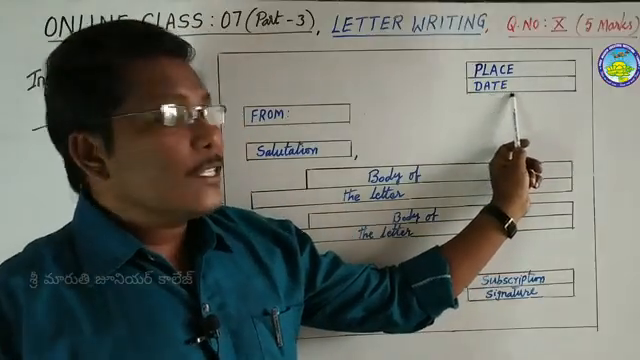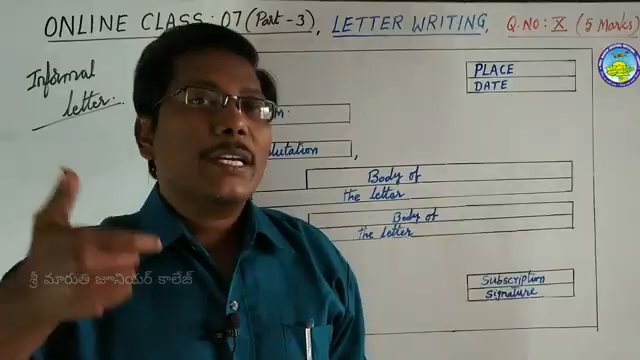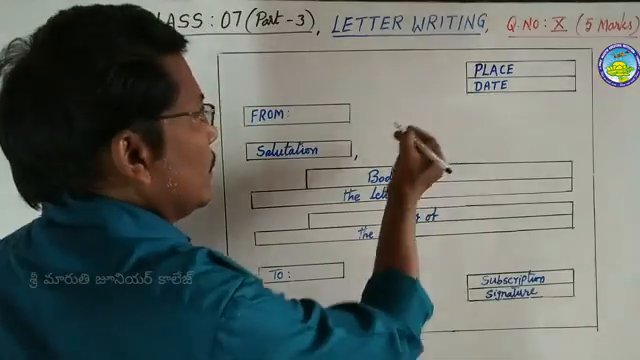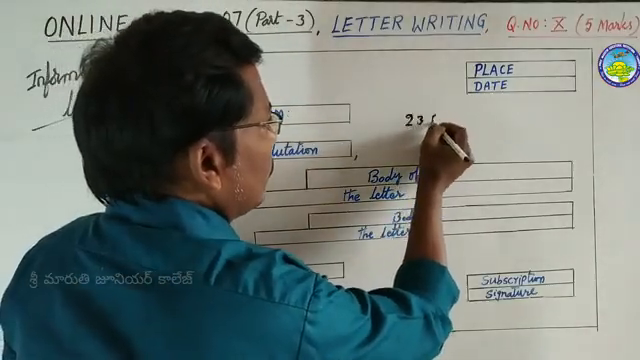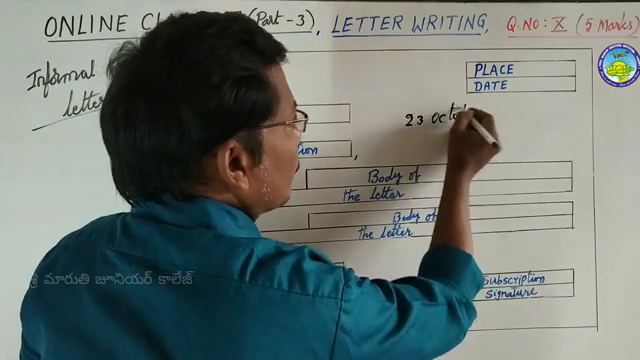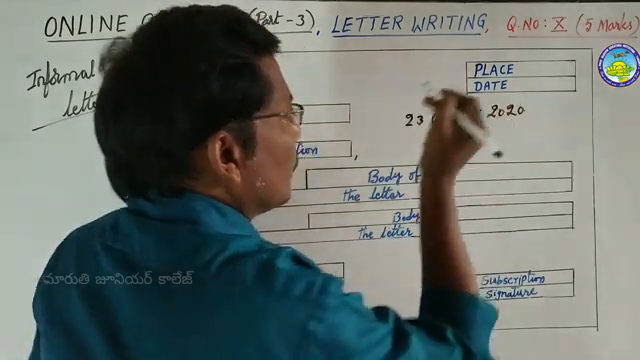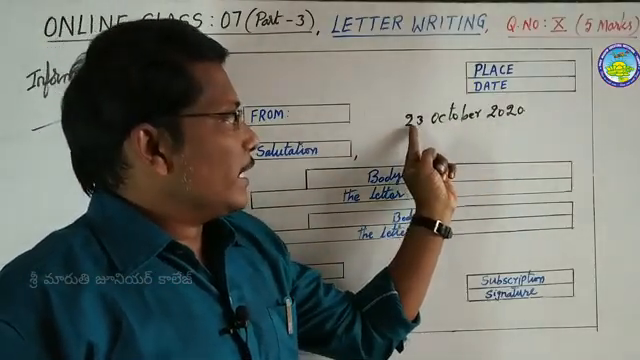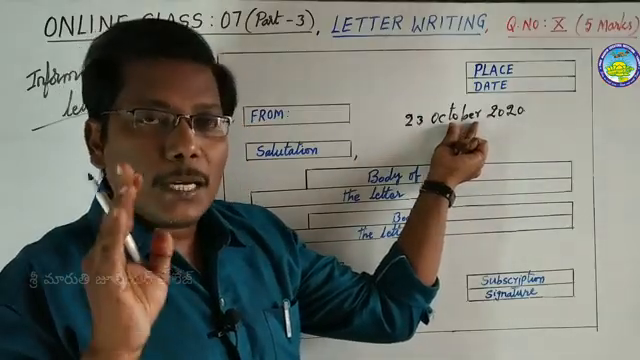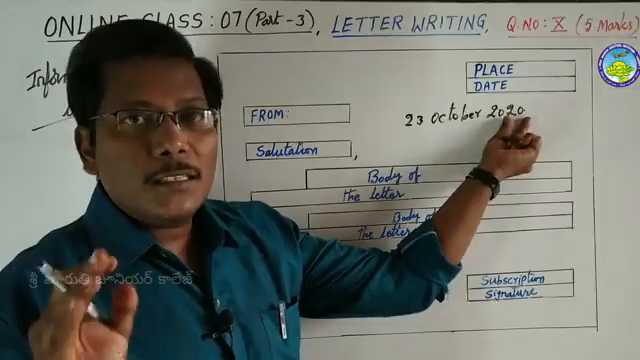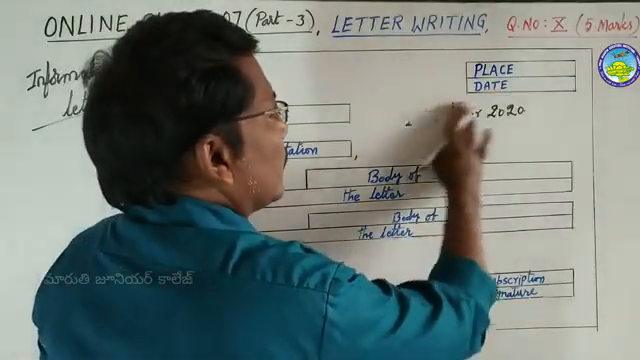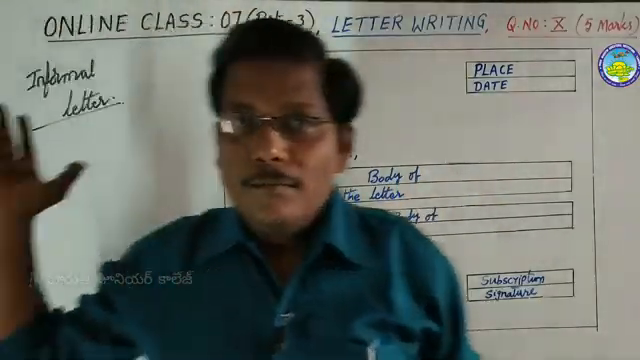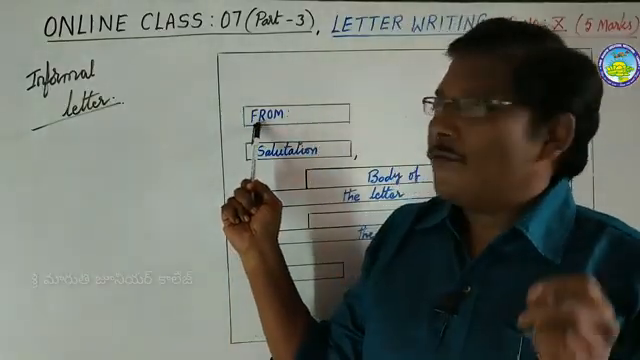After that we write the date. I have explained how to write the date. For example, today the date is 23, so you can write 23rd October 2020. You write the date and you write the name of the month completely, October. After that you write the year, 2020. This is the date. After writing this, on the right side we have to write the from address.